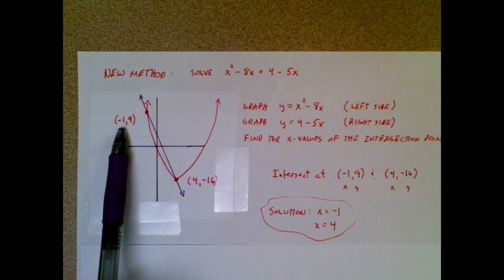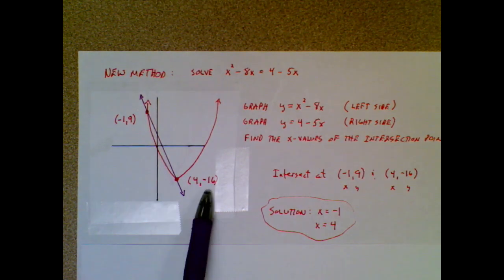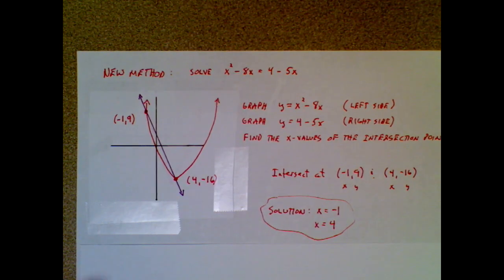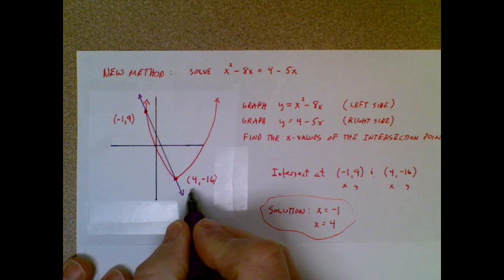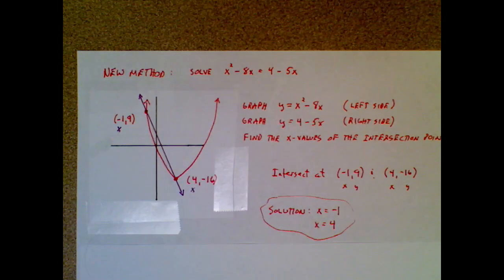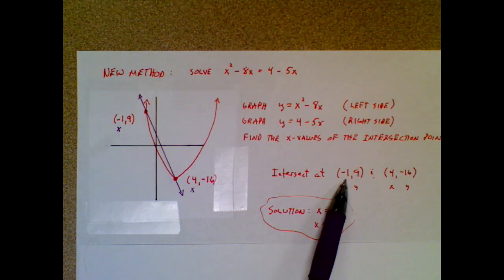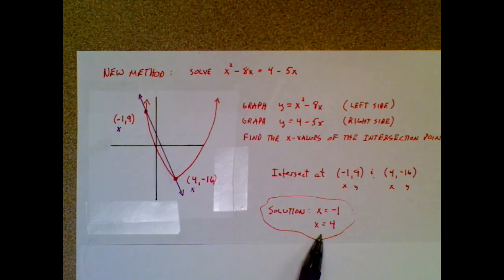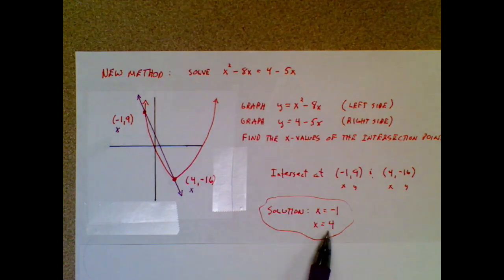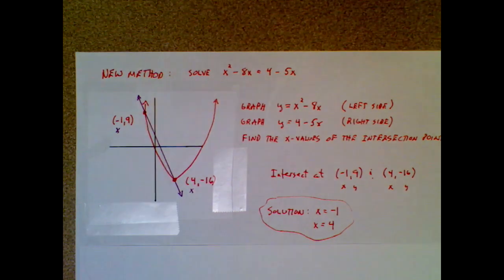They intersect at -1 comma 9, those are the coordinates, and 4 comma -16. But those intersection points, what I really care about is only the x value of the intersection points. An x value of -1, an x value of 4, and those are my solutions. x equals -1 and x equals 4 by just looking at the x coordinates of the spots where they intersected.